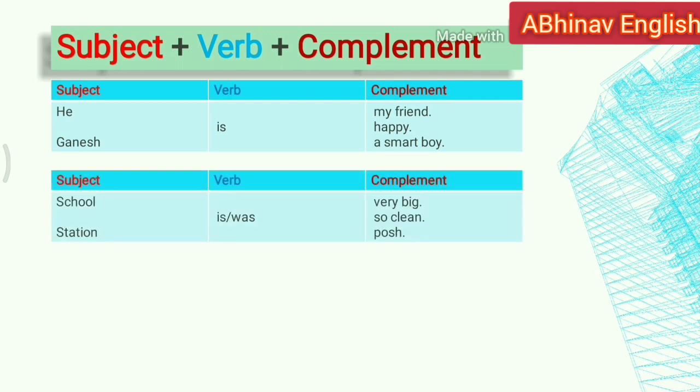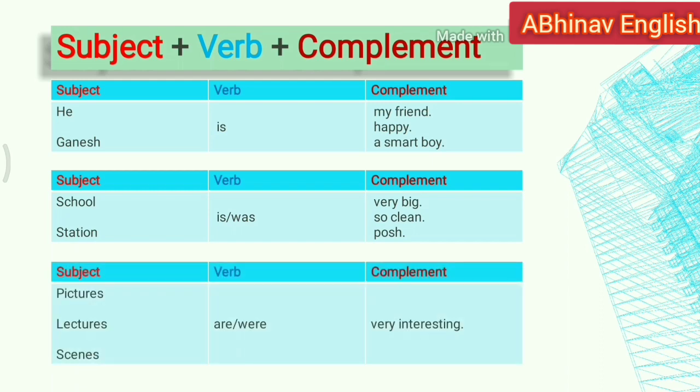Now see here in the second table, school was posh. Suppose you have visited some school and you can make such a statement, school was posh. Station was so clean. These are the complementing phrases in the third column, very big, so clean. The types of words used for complement are adjectives or noun phrases. See in the third table, pictures were very interesting.